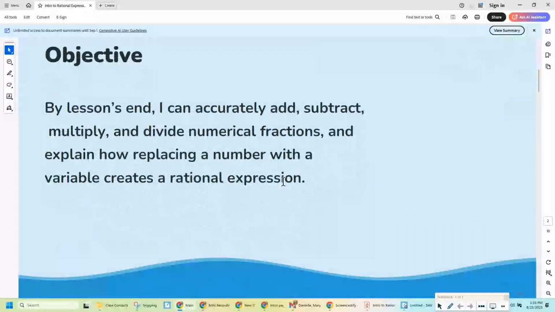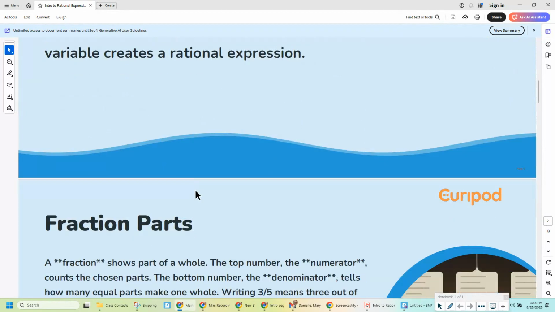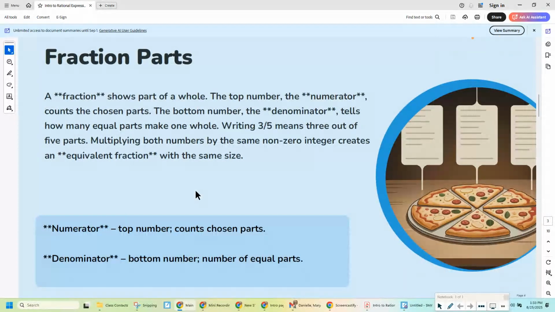By the end of this lesson, you can actually add, subtract, multiply, and divide numerical fractions and explain how replacing the number with a variable creates a rational expression. A fraction shows part of a whole. The top number, the numerator, counts the chosen parts, and the bottom number, the denominator, tells how many equal parts make one whole. So writing 3 over 5 means 3 out of 5 parts. Multiplying both numbers by the same non-zero integer creates an equivalent fraction with the same size.